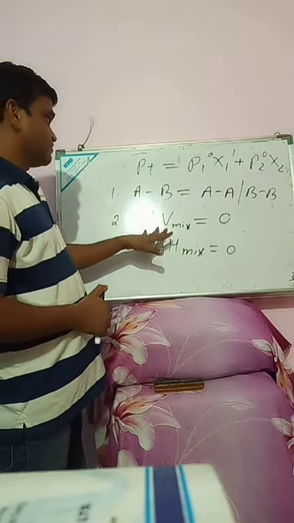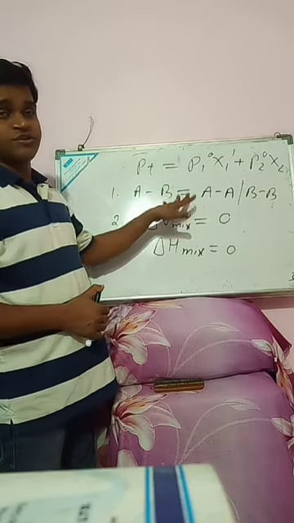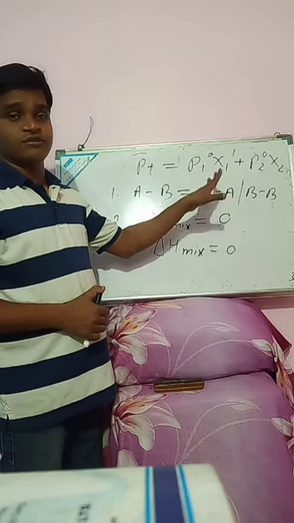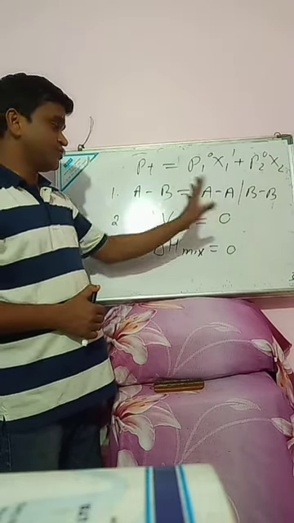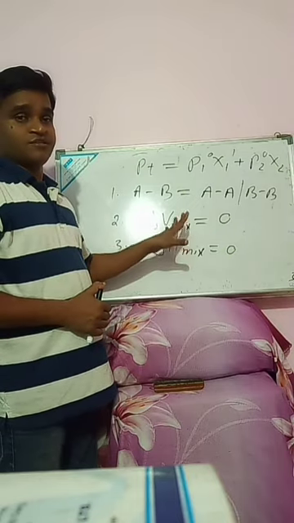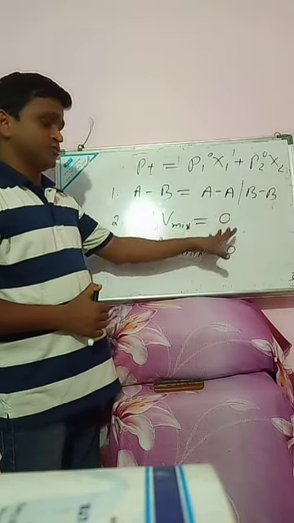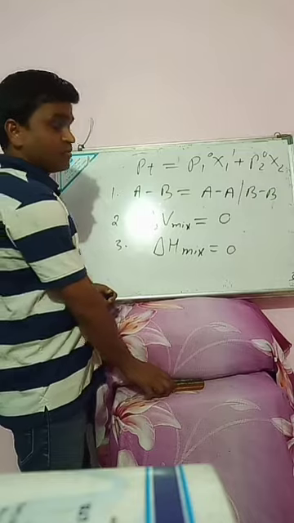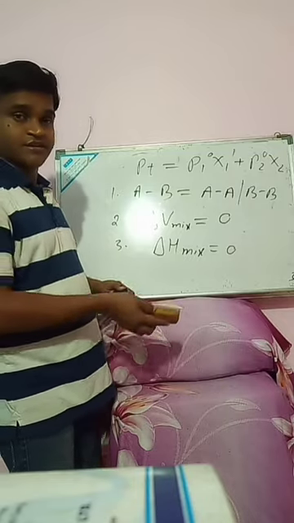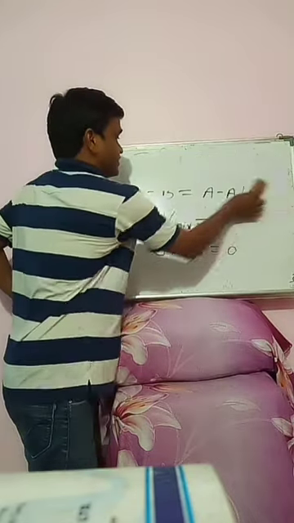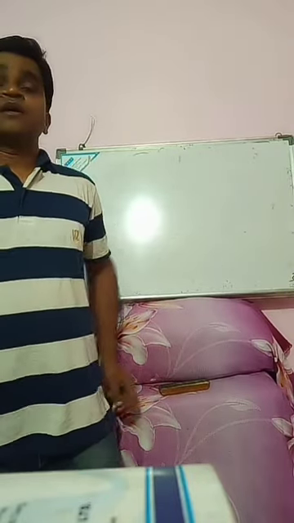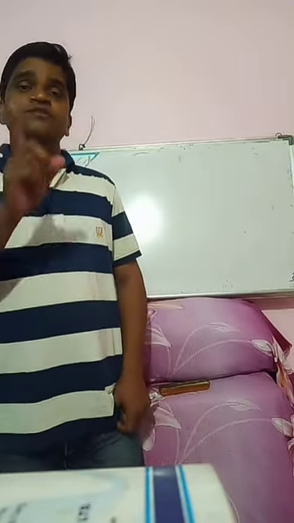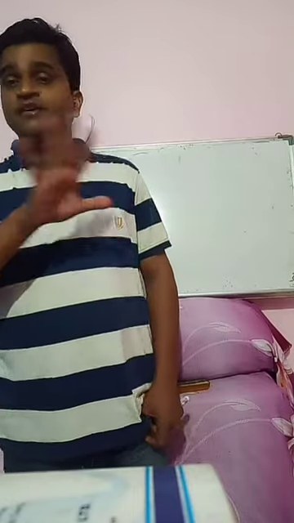So for ideal solution, the solute-solvent interaction must be same with that of solute-solute or solvent-solvent interaction. The change in volume must be zero and the change in enthalpy must be zero. So these are the criteria for a solution to be ideal. Next, what are the suitable examples for a solution to be ideal? Strictly speaking, there are no ideal solutions.